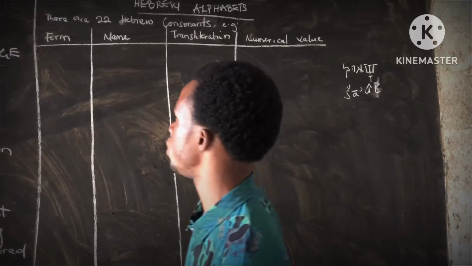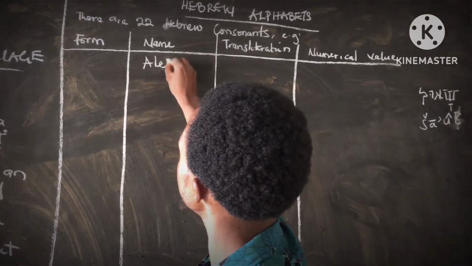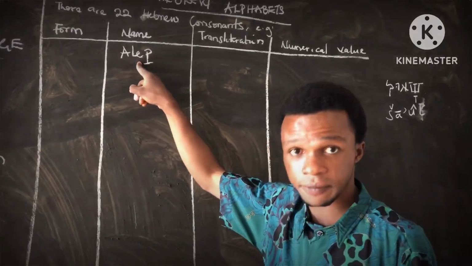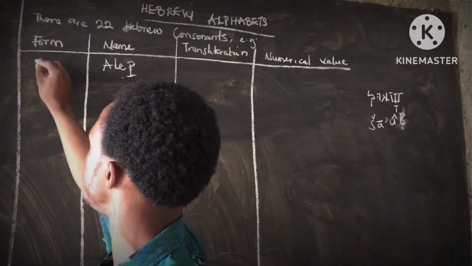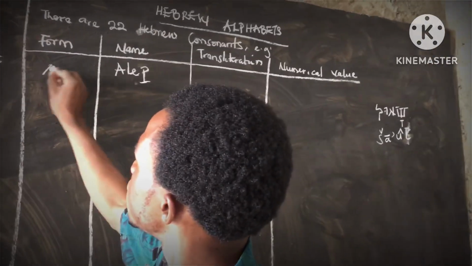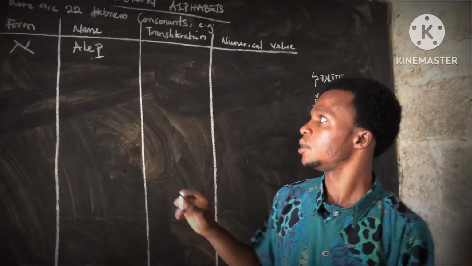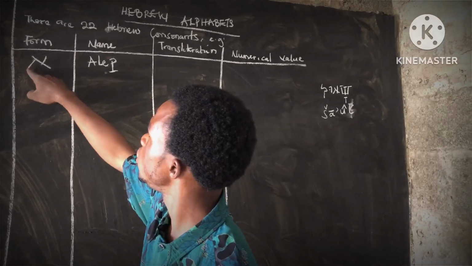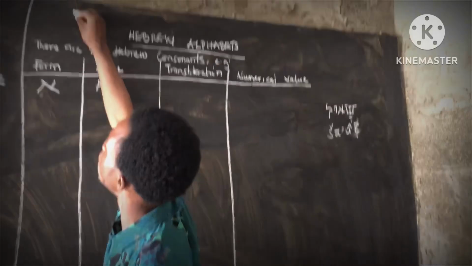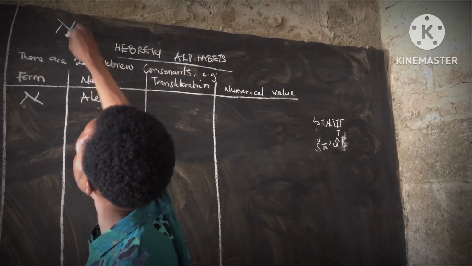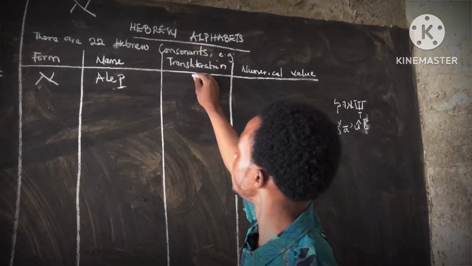So the first one is what we call Aleph. Let me start with the name Aleph. So how do you write Aleph in its original form? That is the transcription. You write it simple as that. You draw your line this way and this way. Look at it at the top again. Aleph is transliterated as this.